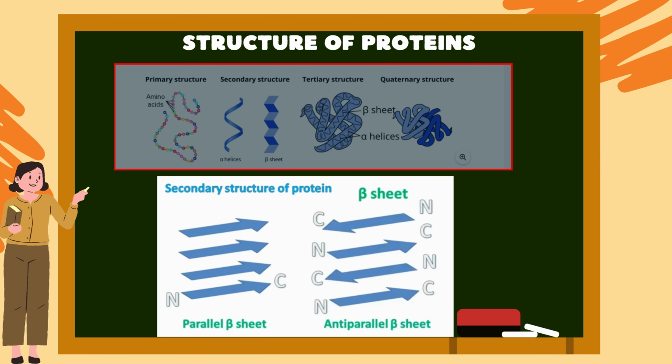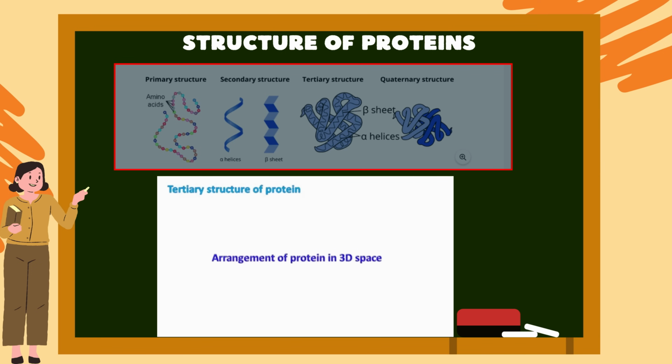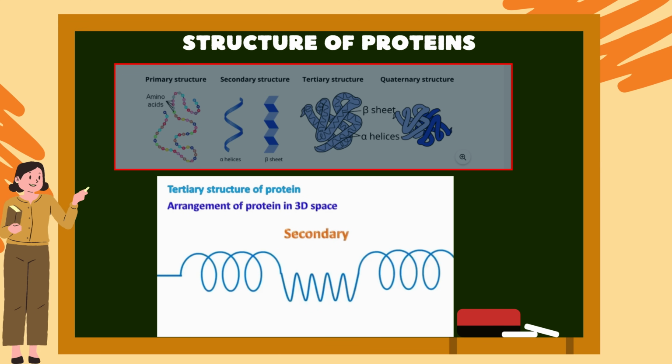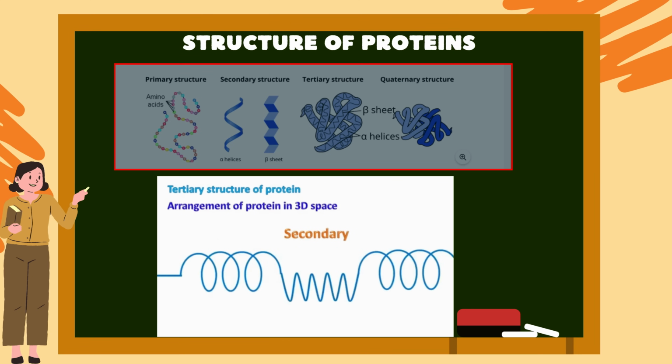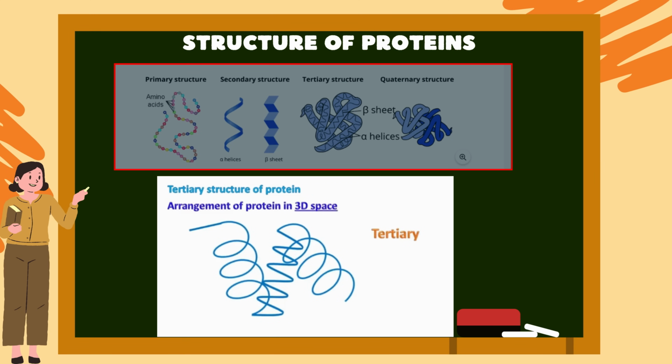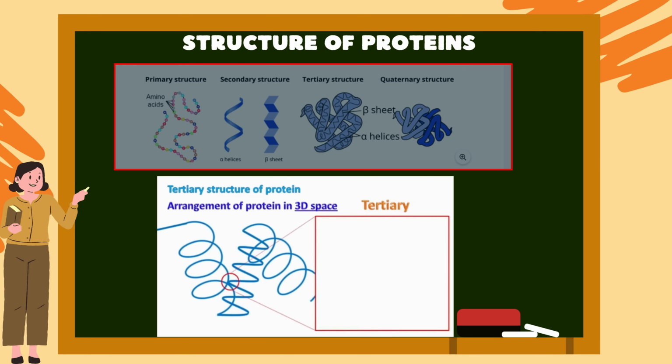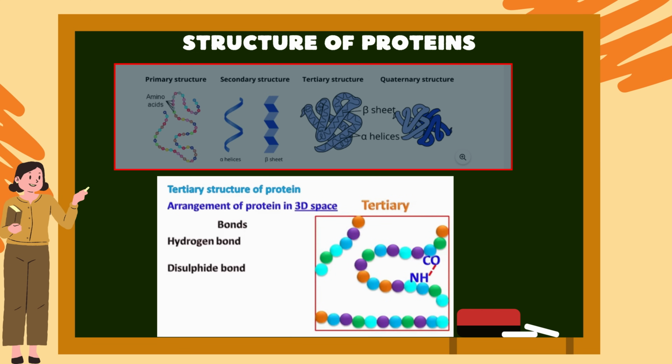Structure of protein. Arrangement of protein in three-dimensional space is the tertiary structure of protein. The tertiary structure will also have other bonds like disulfide bond, hydrophobic interaction and ionic interaction.